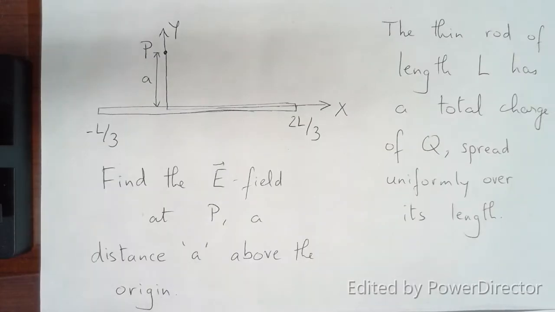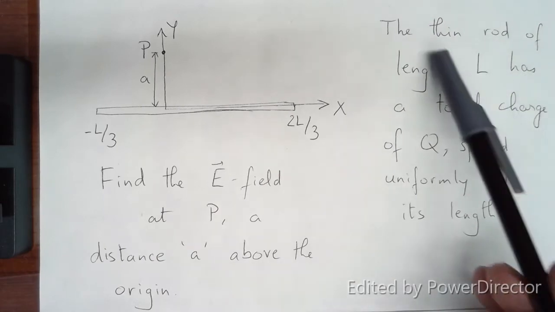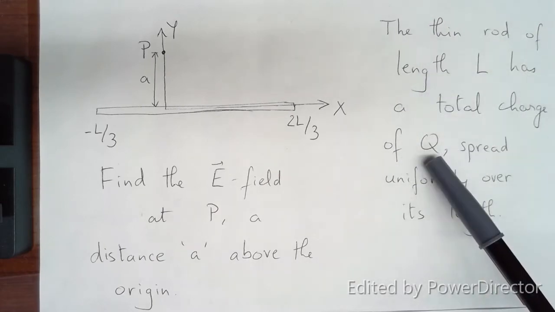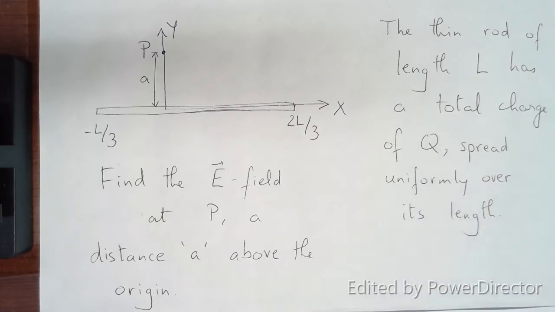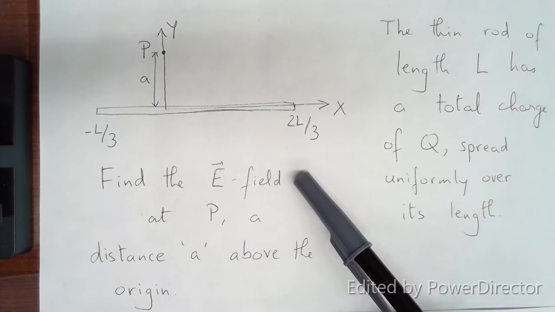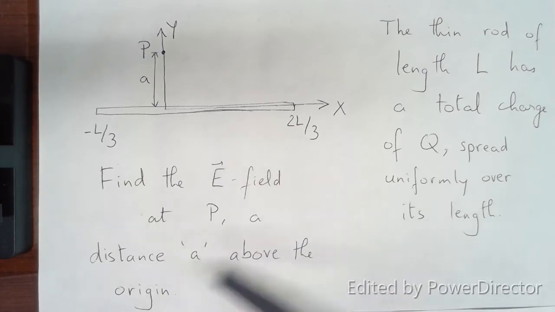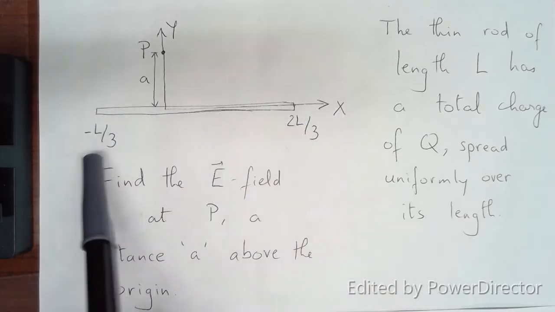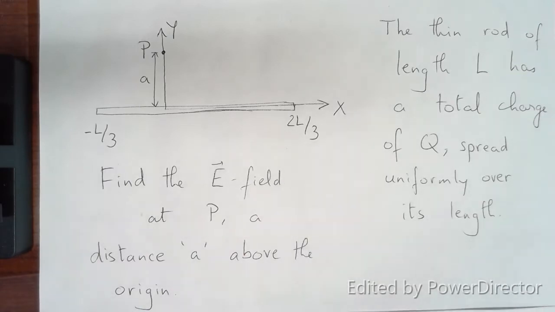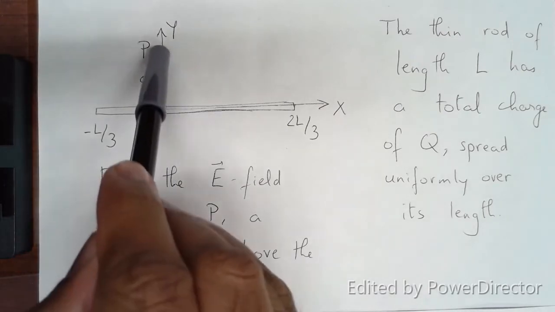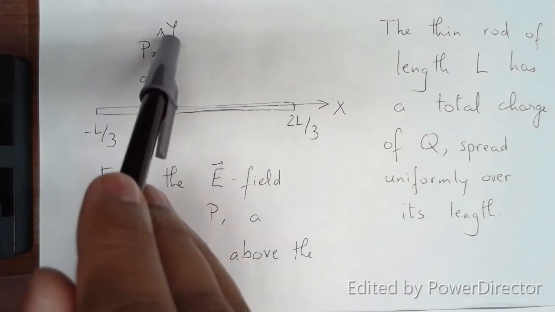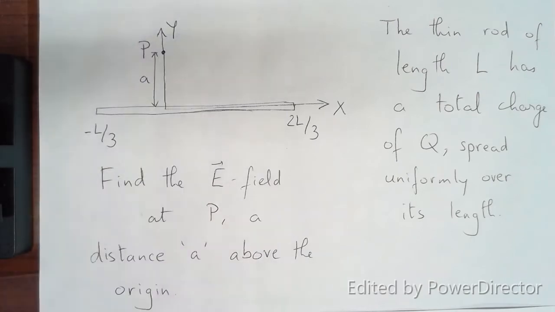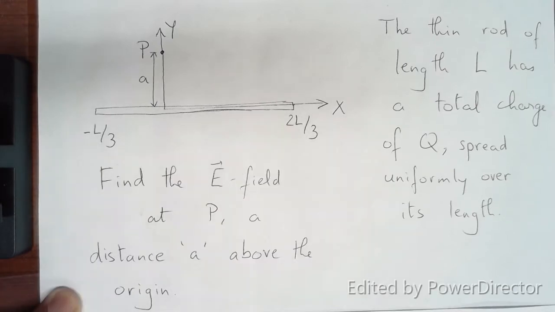So, the example we will consider is a thin rod of length L that has a total charge of Q, which is spread uniformly over its length. And we want to find the electric field at point P, which is a distance A above the origin. So the rod is placed on the x-axis. It's going from x equals minus L over 3 to x equals 2L over 3. There's nothing special about these numbers. I just chose them somewhat at random. And we're trying to find the electric field at a point P, which is on the y-axis at a distance A above the x-axis. So how do we approach this problem?